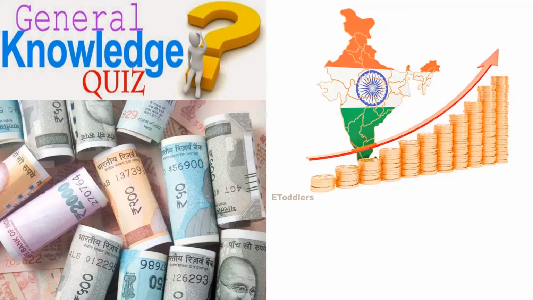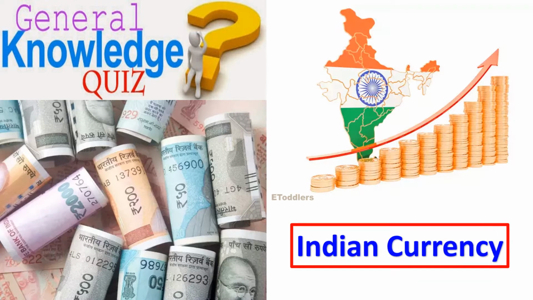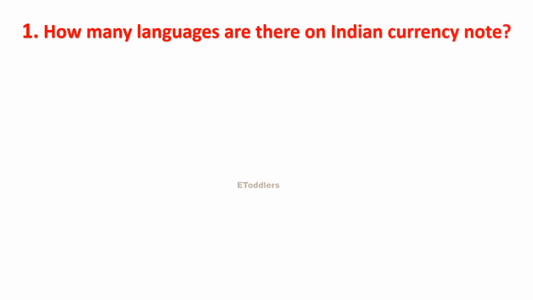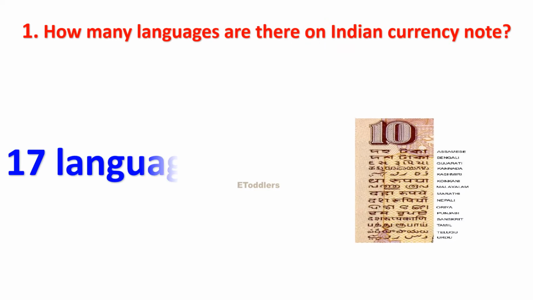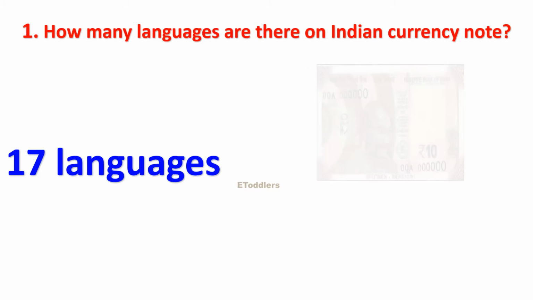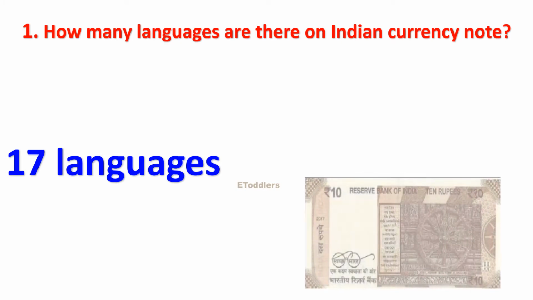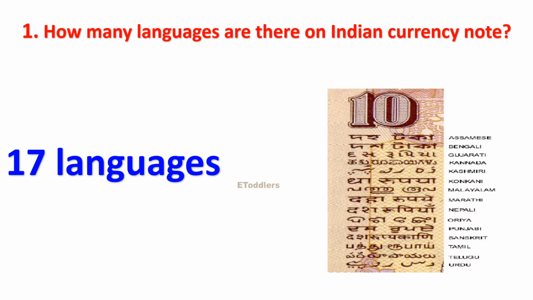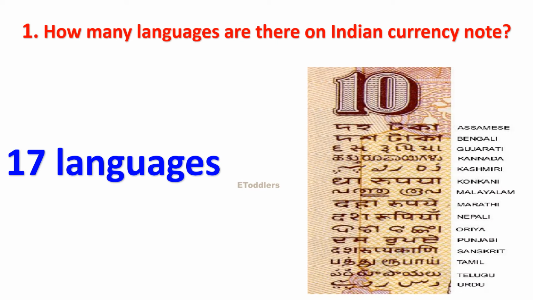General knowledge, question and answers on Indian currency. How many languages are there on the Indian currency note? 17 languages. English and Hindi on the front side and 15 languages on the back side, illustrating the diversity of the country. The languages are displayed in alphabetical order.